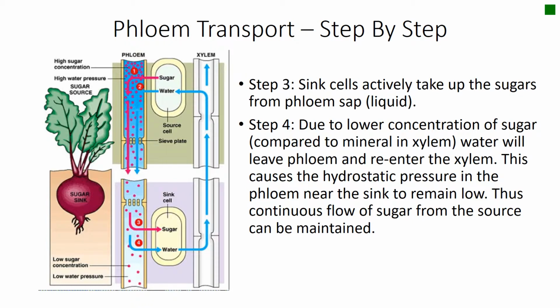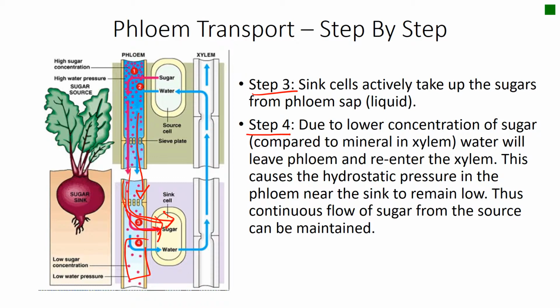So now the water with the sugar flows in the direction of the sink cells, the sugar sink. In step 3, sink cells actively take up the sugar from the phloem sap. Now the sugar is actively taken by the sugar sink. Now here comes the last step.